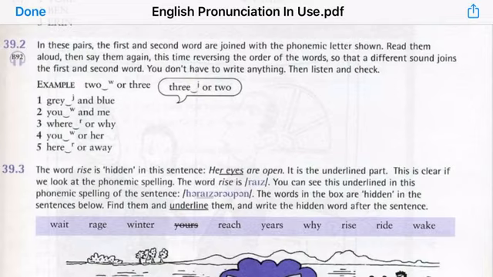So for example, we have "two or three." There is W in between "two" and "or." But if we switch the order, we will hear Y: "three or two," there is Y. When it was "two or three," there is W. When it is "three or two," there is Y.